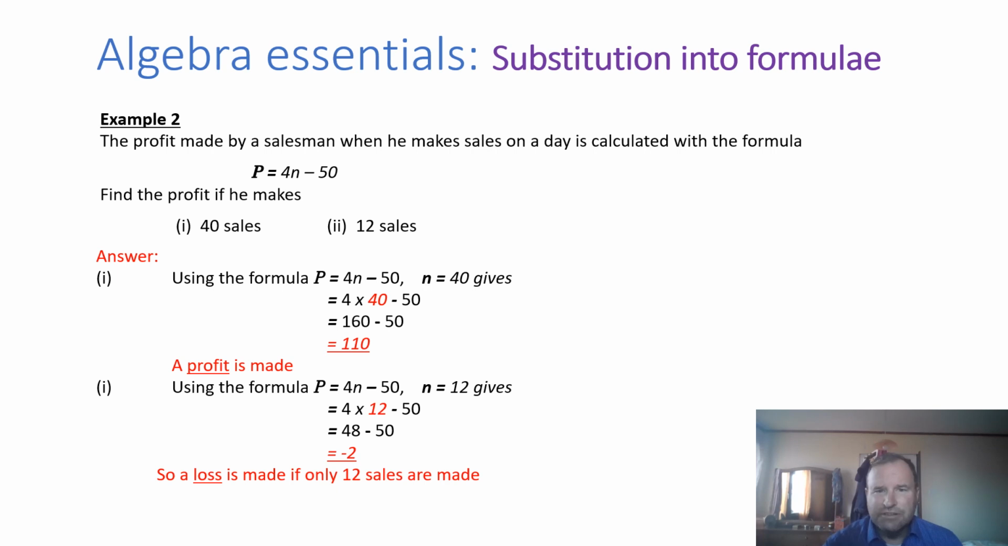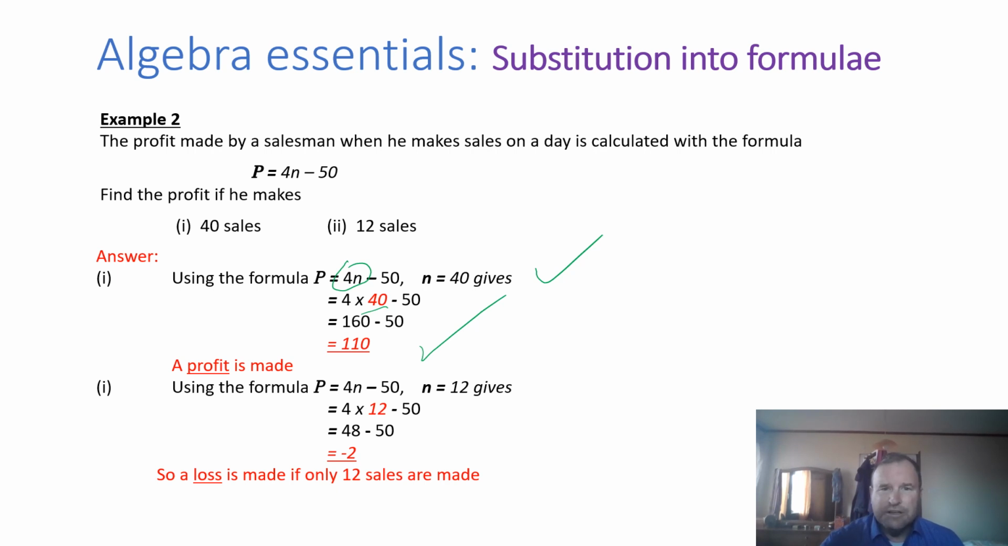Here's the answers using the formula. When n equals 40, we're substituting in where 4n, we put 4 times 40. Quick bit of calculation, and you can see he's made a profit of 110. So a profit is made.